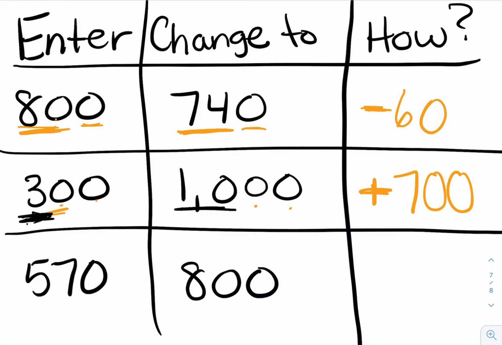And the last one, changing 570 to 800, well, that number definitely got bigger. And again, think 57 and 80 if it's a little trickier to think of hundreds. Just don't forget to include that last 0 at the end. And the difference from 57 to 80 is 23. So 230 would be the answer.